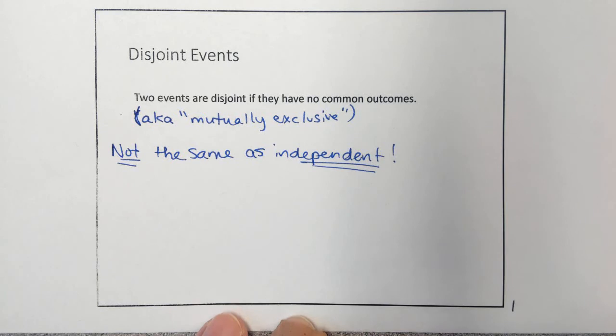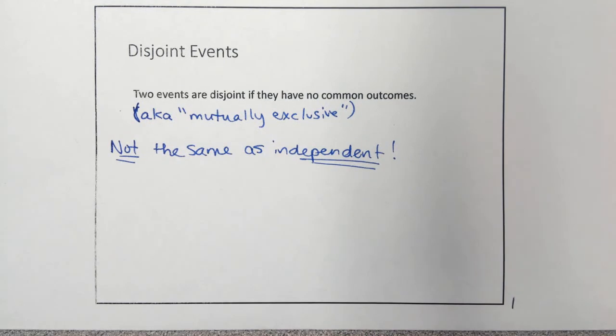So mutually exclusive or disjoint is the easy one. Do they share common outcomes? Yes or no? If they do, they are not disjoint. If they don't share common outcomes, they are disjoint. So that's a real simple check to see what the outcomes are. There are no calculations to do.